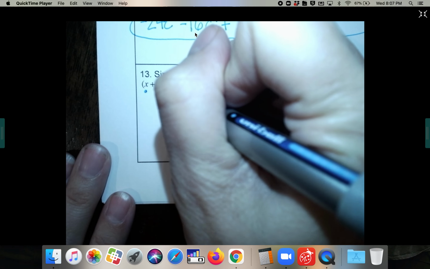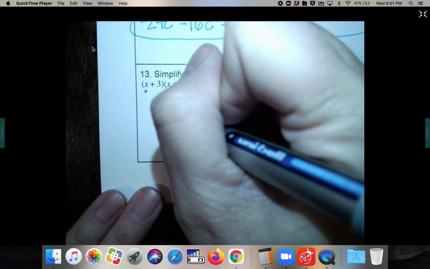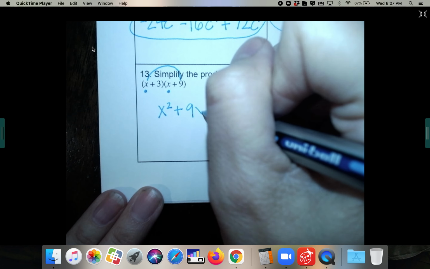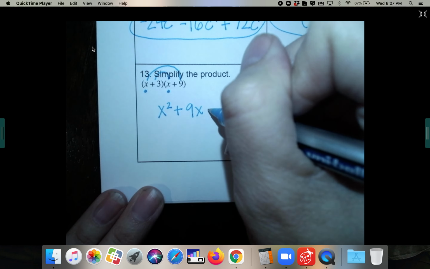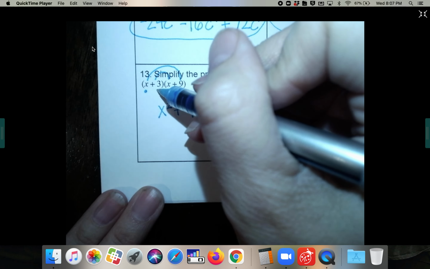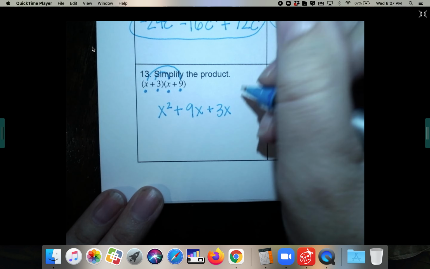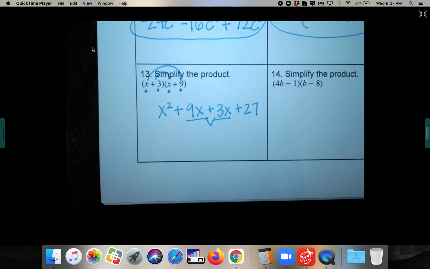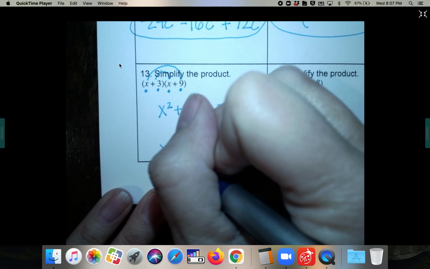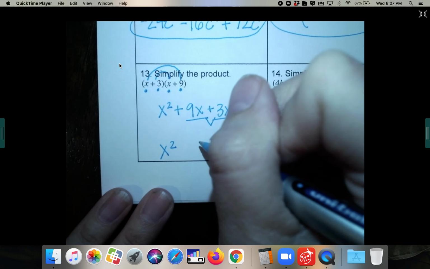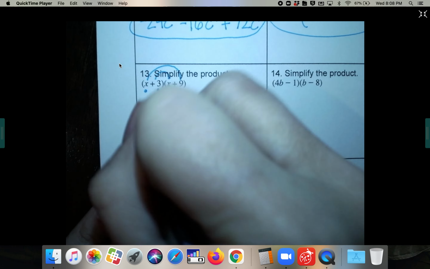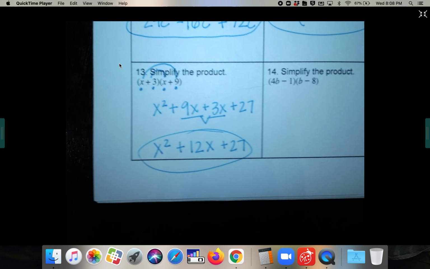So I'm going to do first times first, which x times x is x squared. Outsides are 9 times x, which is just 9x. Insides are 3 times x, which is just 3x. And then lasts are 3 times 9, which is 27. Remember, when you FOIL, those middle 2 terms, the O and the I from FOIL, are like terms almost always. So be sure to simplify, combine them to get your final answer. 9 plus 3 is 12. Yep, plus 27. There you go. This is the final answer. It needs to be simplified.